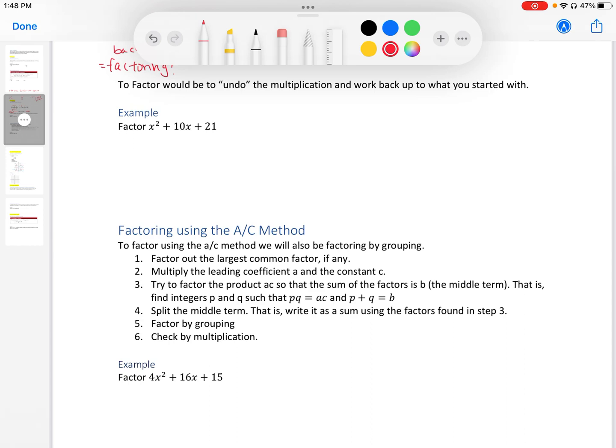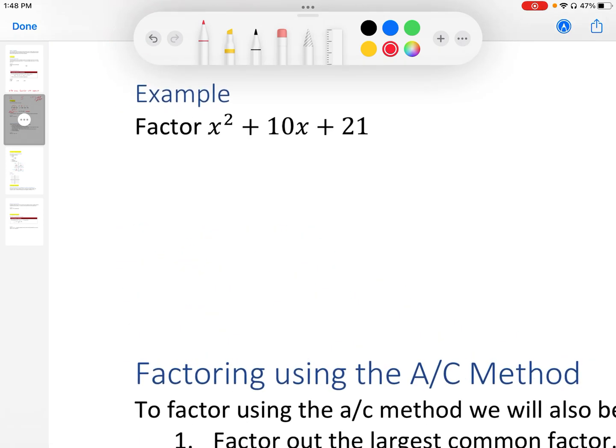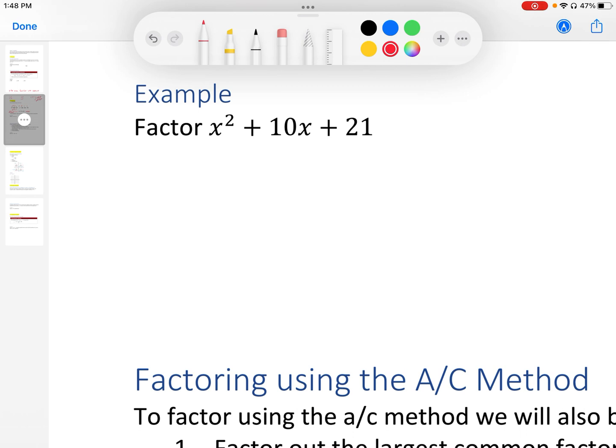The first example is when we're factoring a trinomial with a leading coefficient of 1, meaning there's no number in front of the x squared. A 1 is implied.